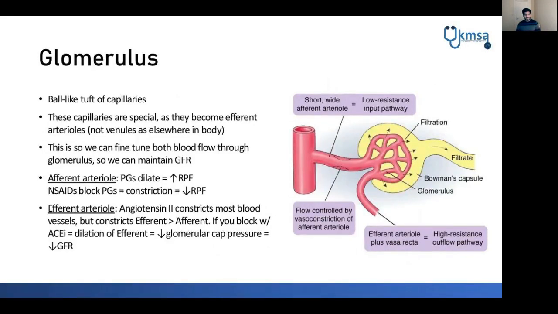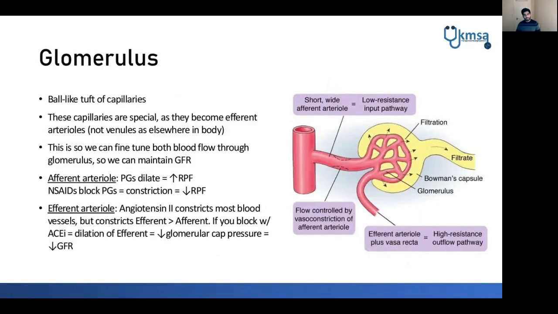Then you have the exiting arteriole, which is acted upon by angiotensin II. I'll get onto it, but angiotensin II is a generalized vasoconstrictor, but it preferentially constricts the efferent arteriole first, or more than the afferent arteriole. So if you block it with an ACE inhibitor, the net effect will be a reduction in flow across the glomerulus through reduced pressure.